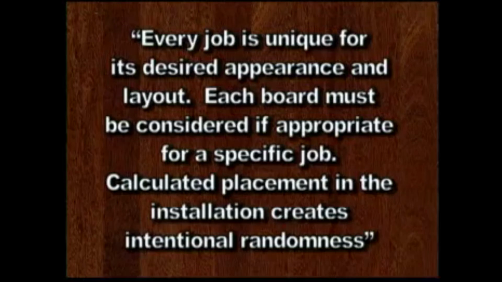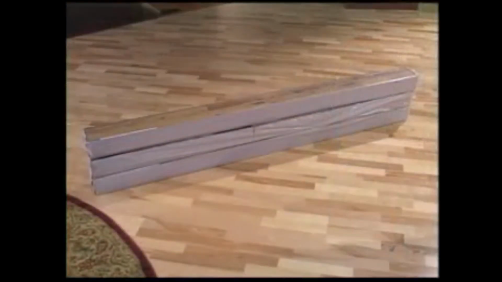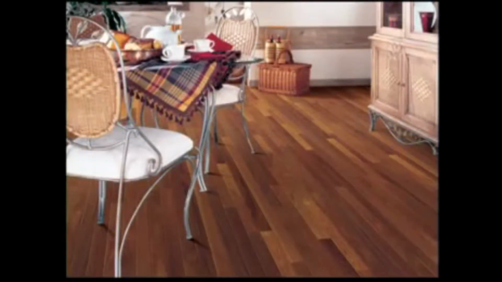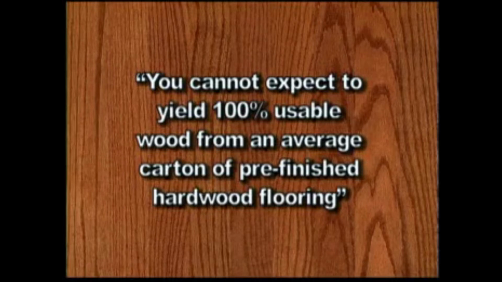Every job is unique for its desired appearance and layout. Each board must be considered if appropriate for a specific job. Calculated placement in the installation creates intentional randomness. Solid hardwood requires more inspection than does engineered. Hardwood flooring should always have an extra 5% waste factor added to the job. This means to allow a minimum of 8 to 10% waste for solid hardwood flooring, 5 to 8% waste for engineered. You cannot expect to yield 100% usable wood from an average carton of pre-finished hardwood flooring.